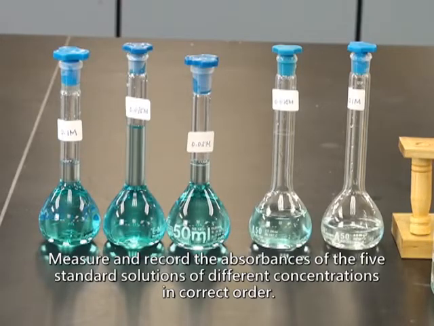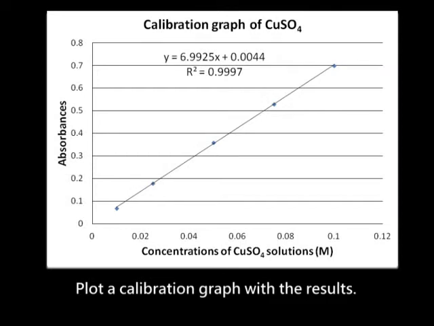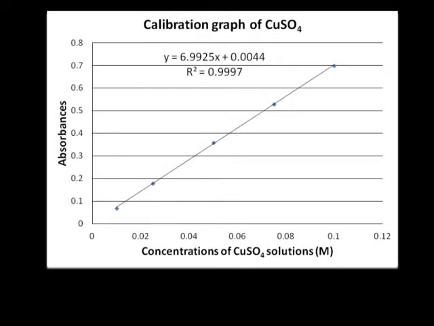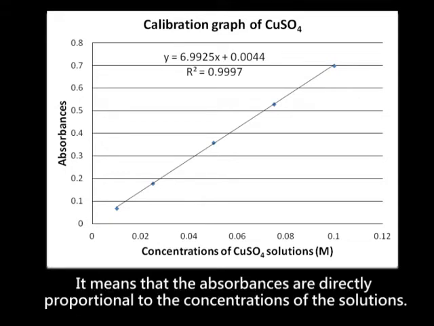Measure and record the absorbances of the 5 standard solutions of different concentrations in correct order. Plot a calibration graph with the results. The calibration graph gives a straight line. It means that the absorbances are directly proportional to the concentrations of the solutions.